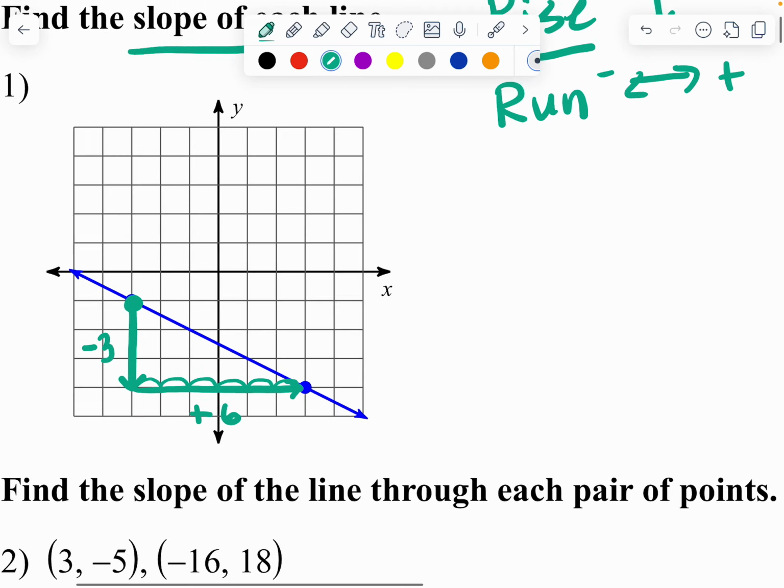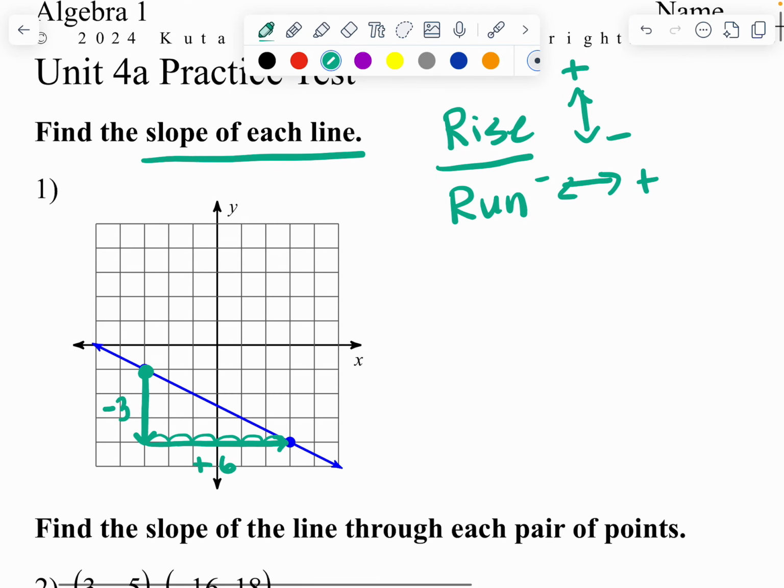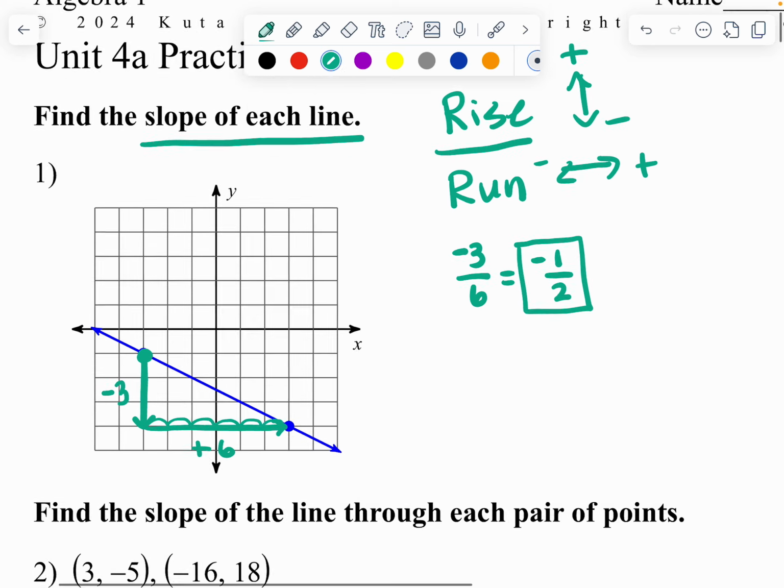Okay, so if I plug this into my little formula that I have here, rise over run, the rise was negative 3, the run was positive 6. And please make sure that you're actually reducing your fractions, right? So this is going to be negative 1/2. So there's your slope. All right. Okay, let's look at the next one.